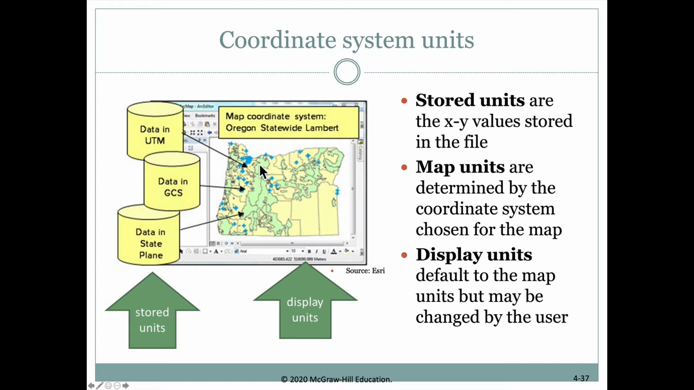It's going to be projected on the fly into the coordinate system we've set for the map, the Oregon Statewide Lambert. So we have the stored units, that happens in the geodatabase. We have the map units, that happens on the map. And then it's going to display here, since this is in a Lambert conic conformal map projection, that's in meters by default. So that's going to display the meters here where our cursor is, but we can always change that to miles or feet or any other sorts of units that we want.